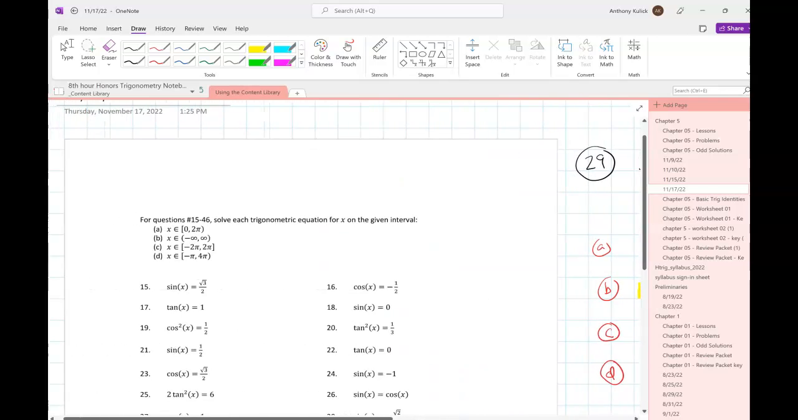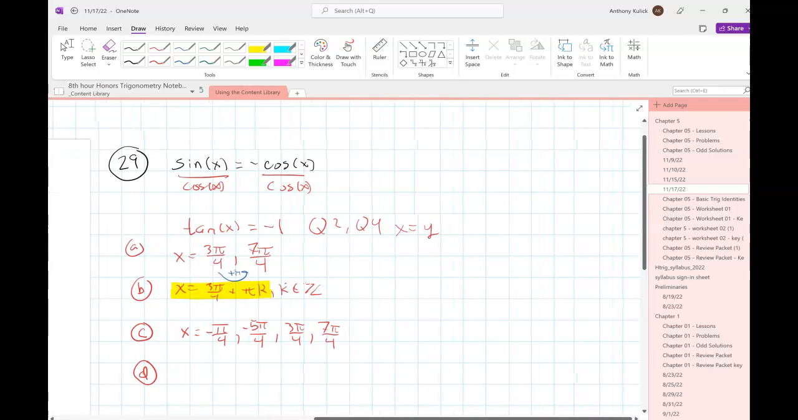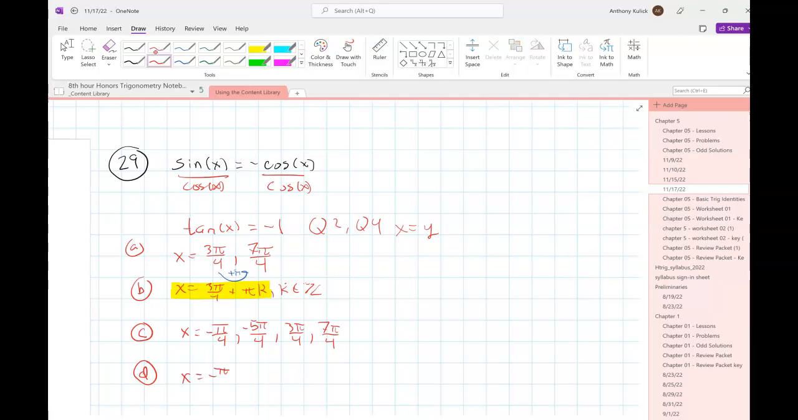D is what? Negative pi to positive 4 pi. So I'm just going to recycle my answers here. Everything between negative pi and positive 4 pi, I'm going to just recopy down. So I lost this one here, which is less than negative pi. This one I got when k was equal to 1. So I'm just going to keep going and do k equals 2 now. When k is 2, I'm going to have 11 pi over 4.